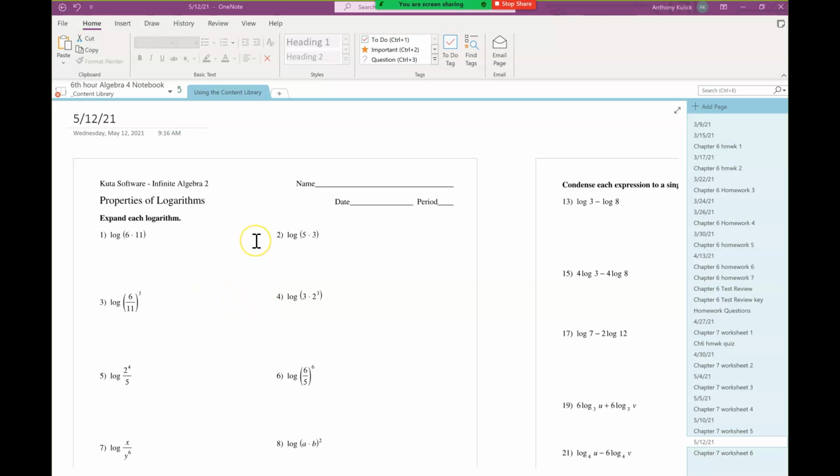So I'll start by taking questions from this previous assignment. What's that one called? This is properties of logarithms. Oh, it's not like 4 or something. Oh, it's 5. Oh, okay.